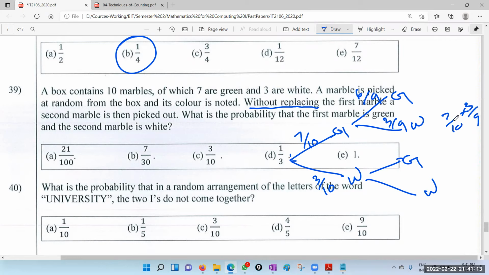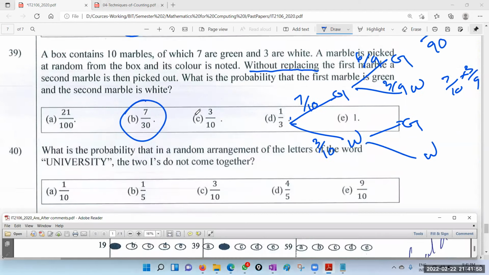So that is 21 divided by 90. First we have 10, then we have 9. Okay. Yeah, 21 divided by 90. Shall we simplify? Divide by 3, 7 divided by 30. Yeah, 7 divided by 30 is there. So therefore, let's take B as the answer. Okay. Yes, B as the answer. 39, answer is B.